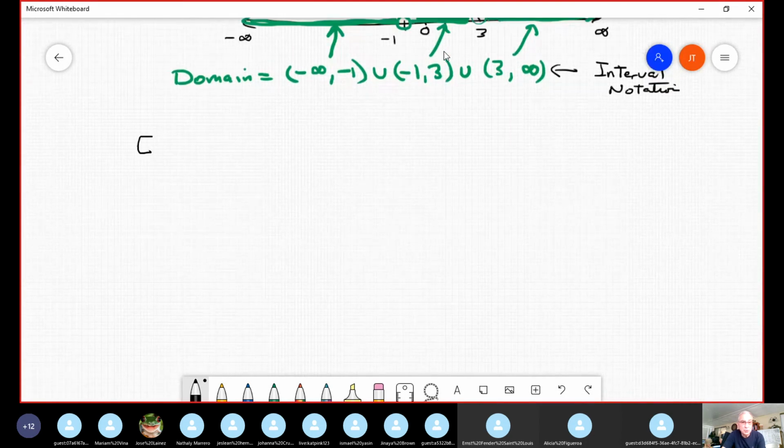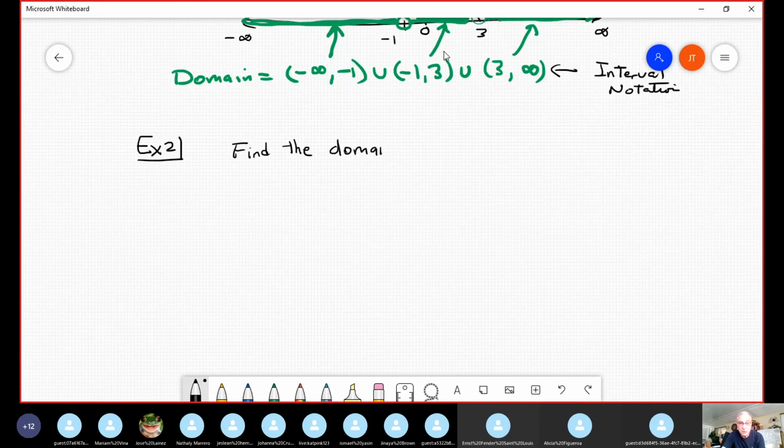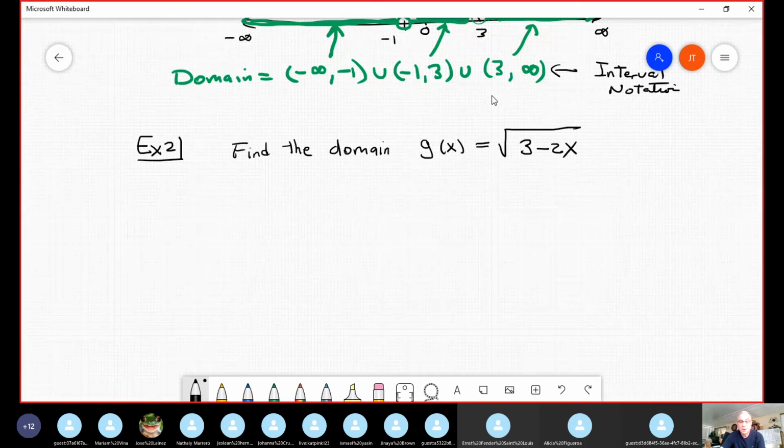On example 2, there's no big deal. Find the domain, again the same question, of that function. g of x is equal to the square root of 3 minus 2x. And of course, express the answer in interval notation.